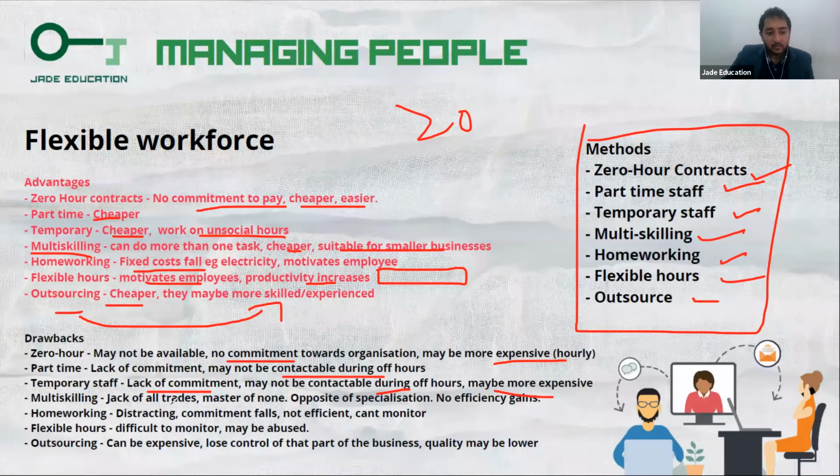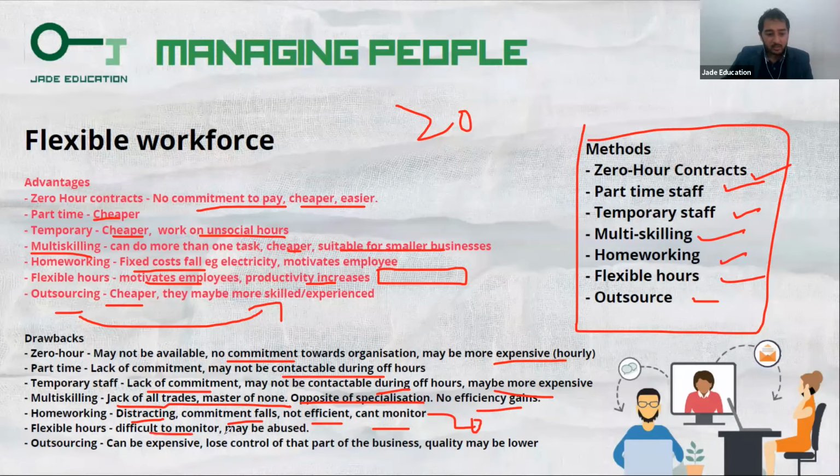Multi-skilling, well, jack of all trades and a master of none. This is the exact opposite of specialization. No efficiency gains. Home working can be very distracting. Commitment may fall. It's not efficient. You can't monitor. All of those things can happen. Home working doesn't work for all businesses, especially if you're a manufacturing business.